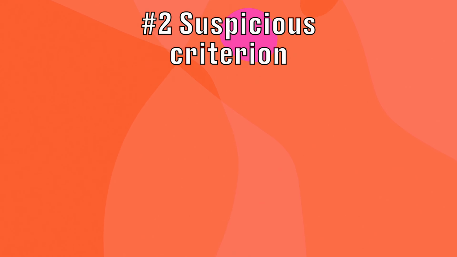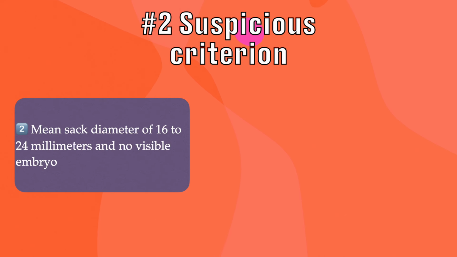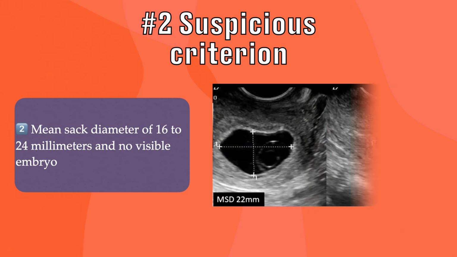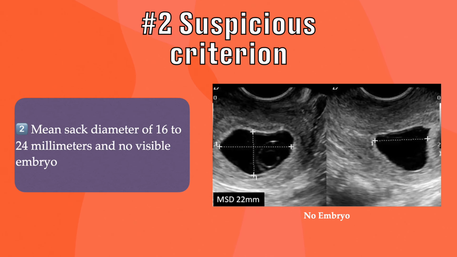The second suspicious criterion is a mean sac diameter of 16 to 24 millimeters and no visible embryo. As you can see on the image, the mean sac diameter is 22 millimeters. However, there is no visible embryo. This is suspicious for pregnancy failure and a follow-up ultrasound study is highly recommended. Note that the first and second criteria are slightly less than the discriminatory size diagnostic for failure.